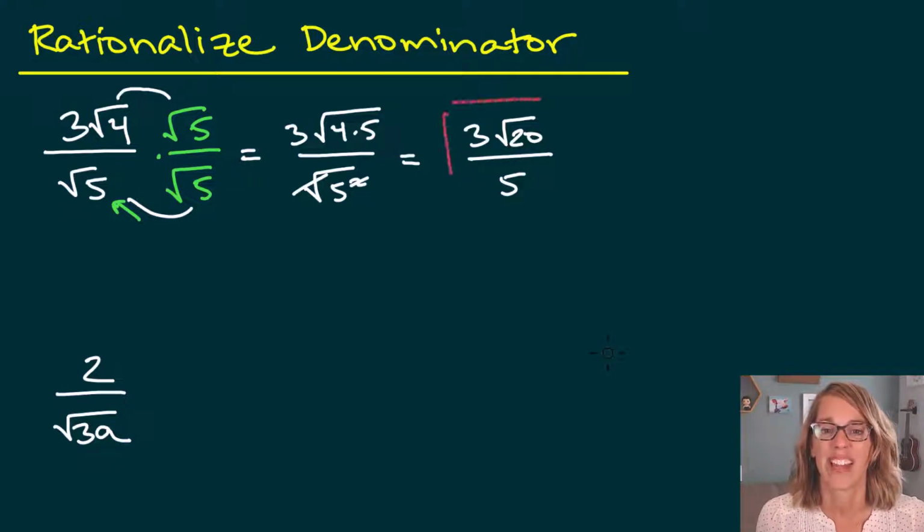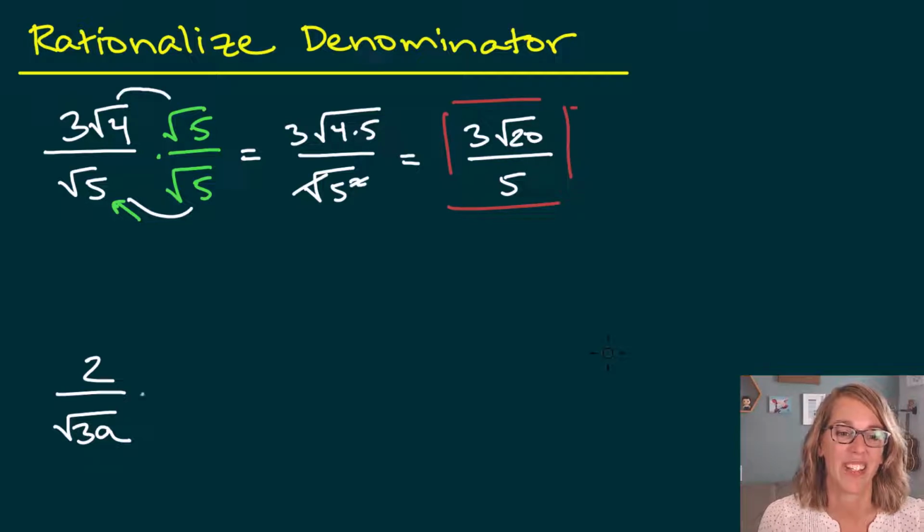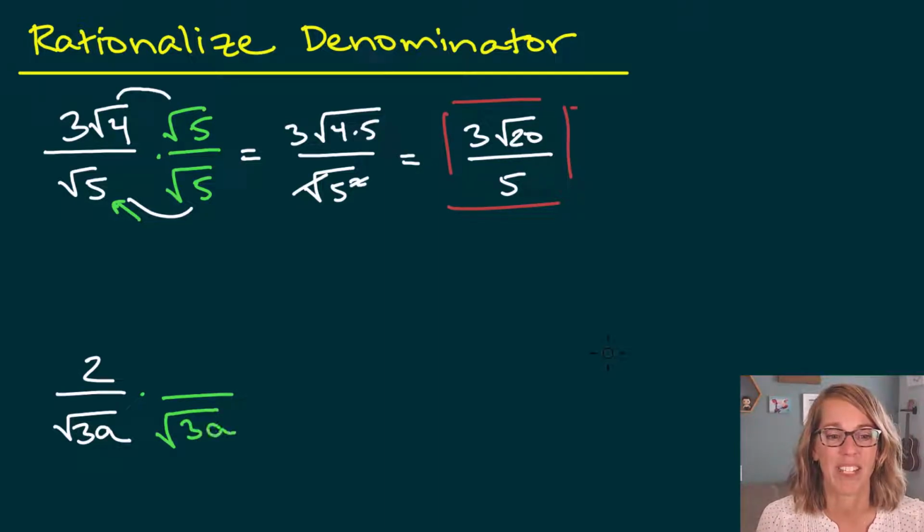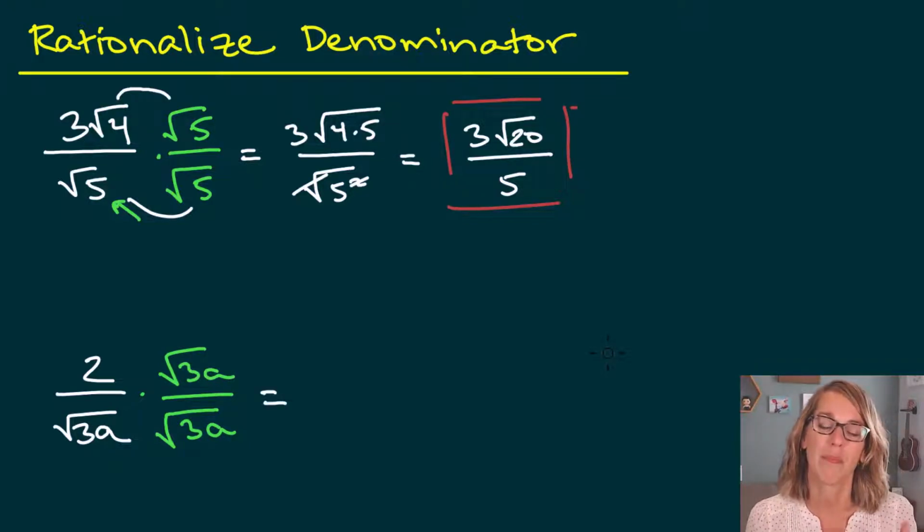Let's go ahead and take a look at another one. This next example here has a variable as well as the 3 inside that square root. So since this is a square root, I want everything squared inside the square root. I'm going to multiply by the 3 times the a. We'll see some that aren't square roots and things change just a little bit. So I'm multiplying by that radical 3a, numerator and denominator, to keep this guy balanced.